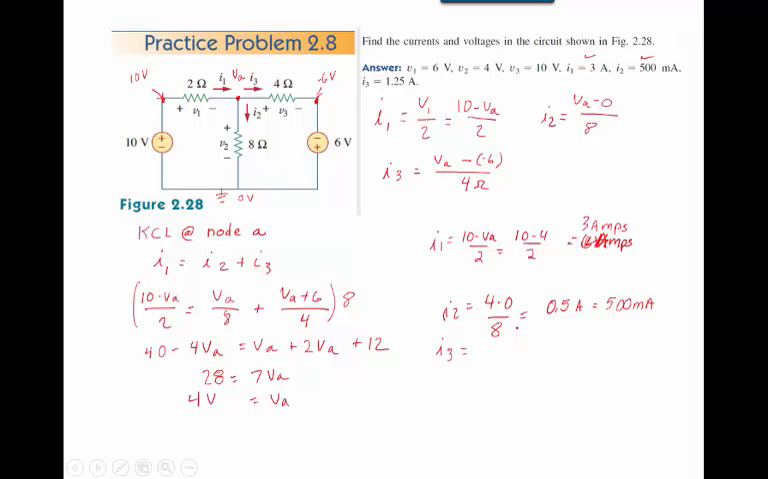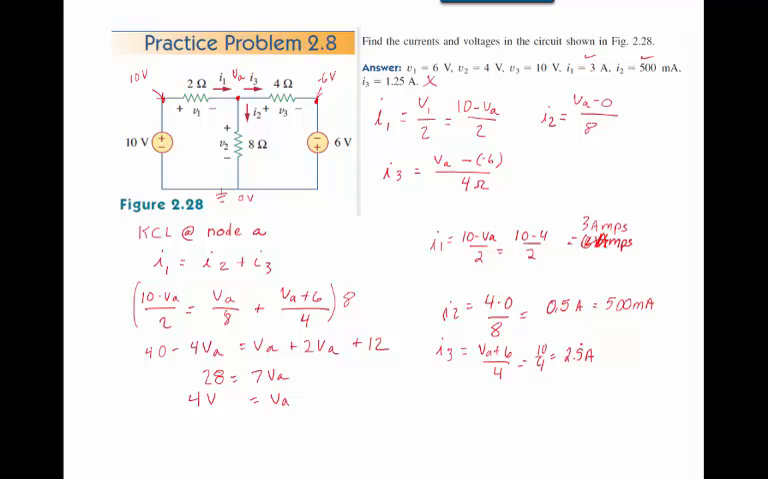I3 is VA plus 6 from my relationship over 4, which is 10 over 4, which is 2.5 amps. Your textbook has it wrong, and I marked it wrong in my notes. So I3 was actually 2.5. Right? 4 plus 6 is 10, divided by 4 is 2.5.